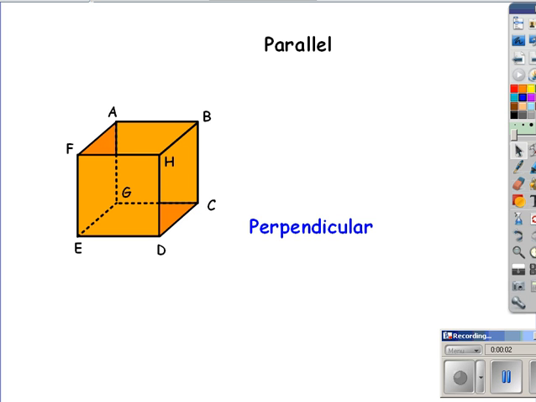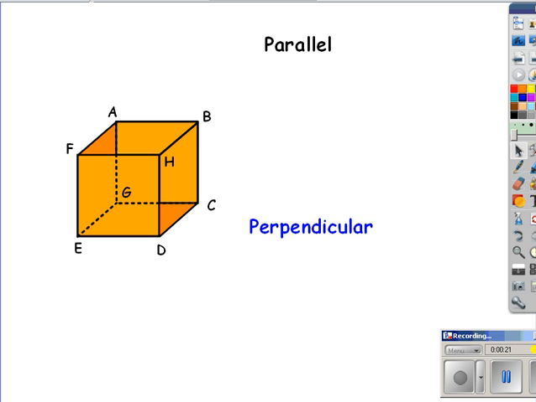We're looking at Chapter 3, Section 1 on parallel, perpendicular, skew, and a couple different types of pairs of angles we're going to be looking at today. To start off with, we're going to look at this three-dimensional cube here. Parallel and perpendicular is what we're going to be concentrating on.